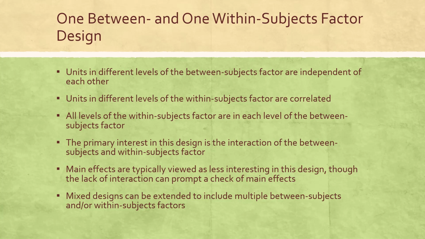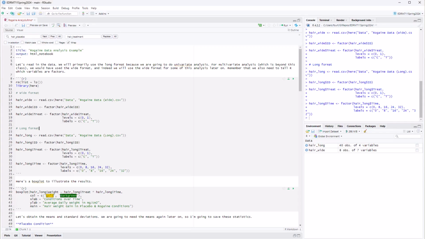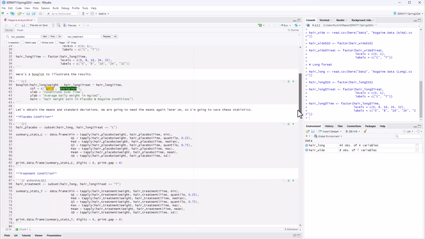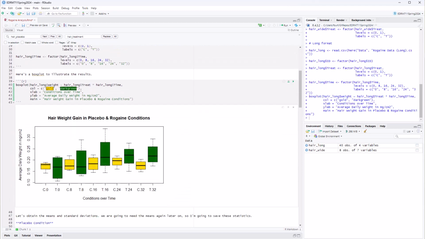All levels of the within subjects factor are in each level of the between subjects factor. The primary interest in this design is the interaction of the between subjects and within subjects factor. Let's take a look at why that is. Using our example, I'm going to analyze the Rogaine data that I introduced in the previous video. Here's a box plot to look at the results of our study.